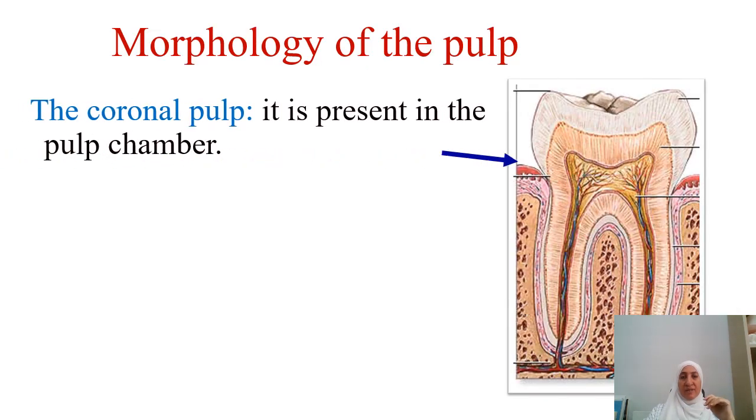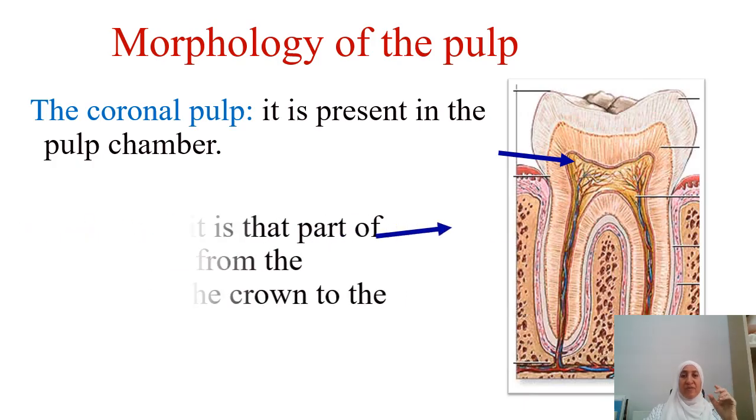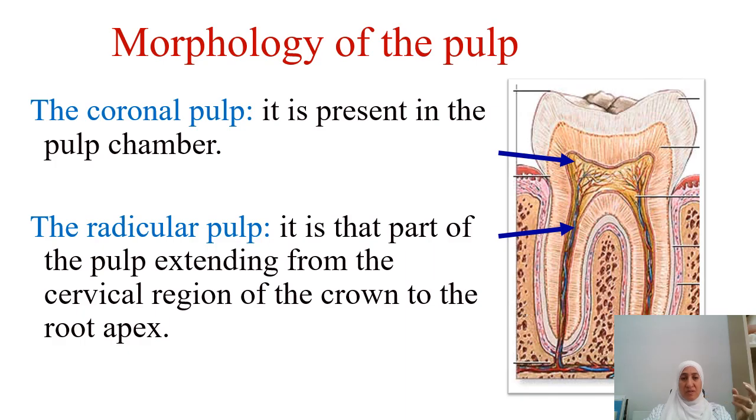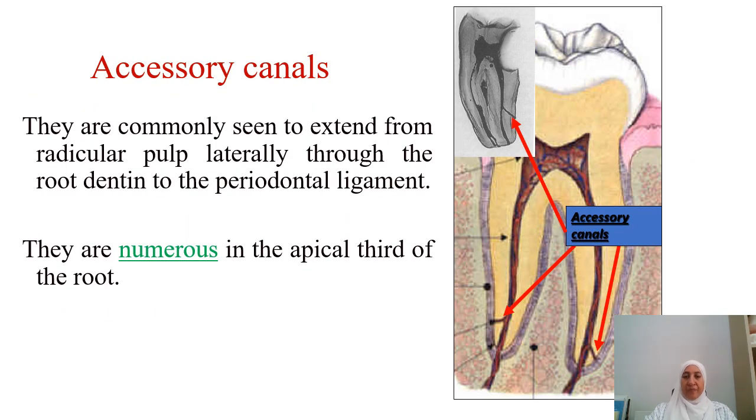Of course, we know that the pulp is formed of coronal pulp, which is the pulp chamber, and the root canal, which is called radicular pulp, and the radicular pulp extends within the root canals. If we have multiple roots, we have multiple radicular pulps or root canals. As we remember, there are multiple accessory canals existing mostly in the apical third of the roots.